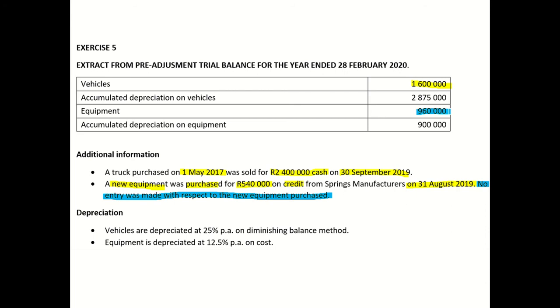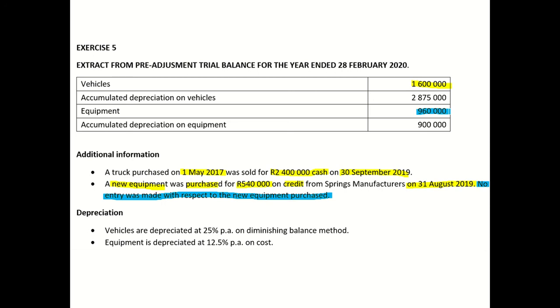540. Remember, guys, equipment, your assets will always be measured at cost price. So your cost price at the end of the year will be 960 plus the 540, which is the cost price of the new equipment. 960 is the cost price of the old equipment plus the cost price of the new equipment. It'll give you the cost price of all the equipment that you have. I hope that makes sense.